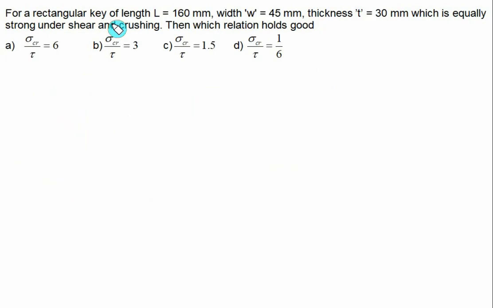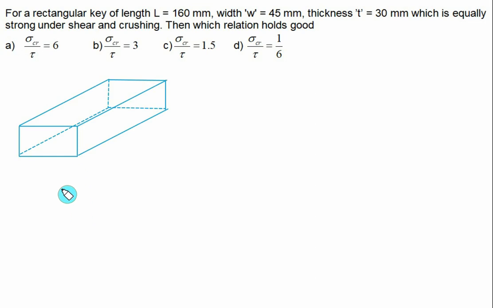For a rectangular key of length L equal to 160, width equal to 45 mm and thickness T equal to 30 mm, which is equally strong under shear and crushing, which of the following relations holds good? That you have to find out.